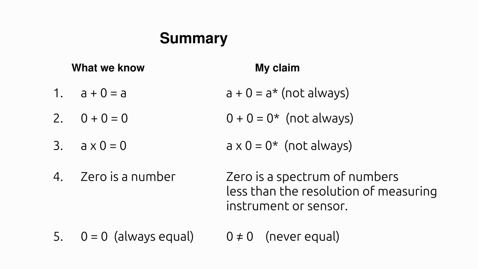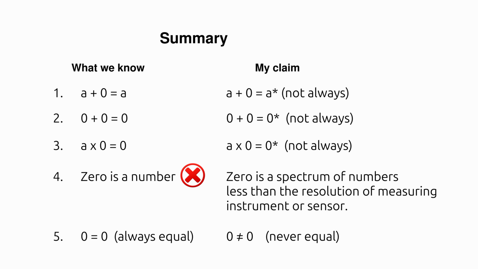Here is a summary of this video. We know a plus 0 equal to a from the axioms, but to me, this is not always the case. So we will put an asterisk to denote not always. 0 plus 0 equal to 0 is not always true. A times 0 equal to 0, again not always true. 0 is one number. I completely disagree.